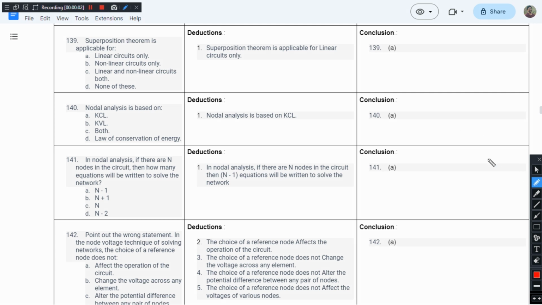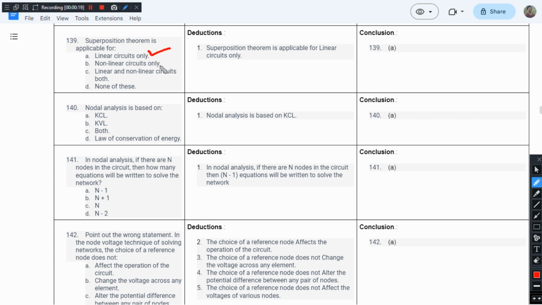This is question number 139 from chapter 1 of J.B. Gupta's book, and the question goes like this. Superposition theorem is applicable for. So the basic definition of superposition theorem states that in a linear circuit. So option A seems to be the right one because it has got linear circuits only in it.